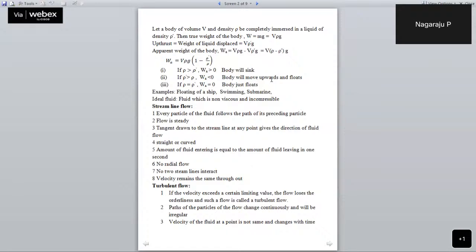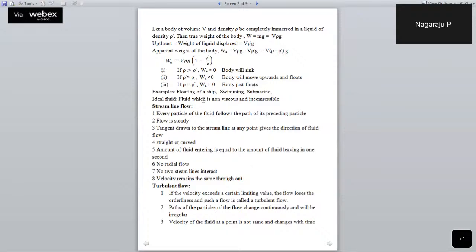On the other hand, if rho is equal to rho dash, that means Wa is equal to 0, and the body just floats. That means it is neither going up nor coming down. It will be floating just on the surface of the liquid if rho is equal to rho dash.